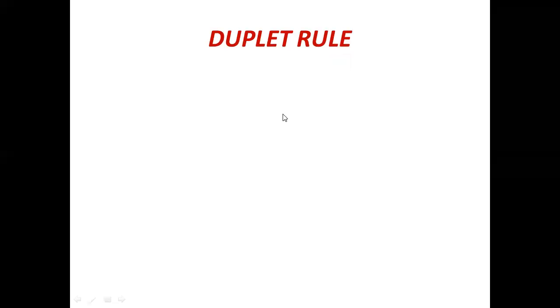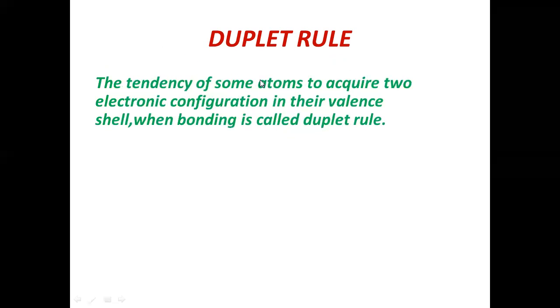The next rule about bond formation is the duplet rule. Duplet comes from 2 and it is defined as the tendency of some atoms to acquire or gain 2 electronic configuration in their valence shell when bonding. The definition is the same as the octet rule, except here you have to write to acquire 2 electrons, and in the octet rule you have to write acquire 8 electronic configuration in their valence shell when bonding is called duplet rule.